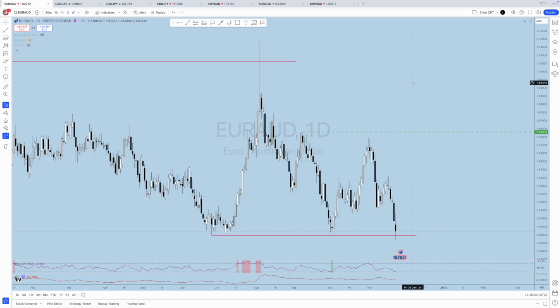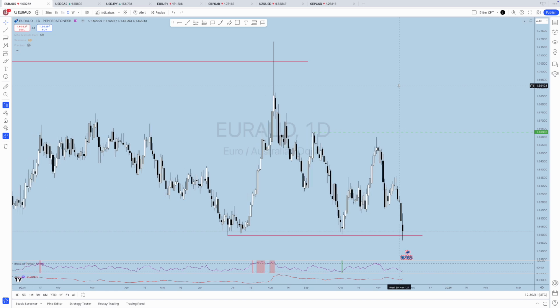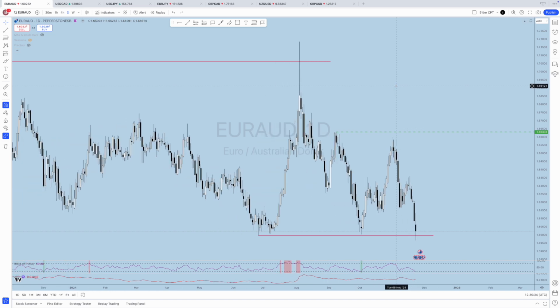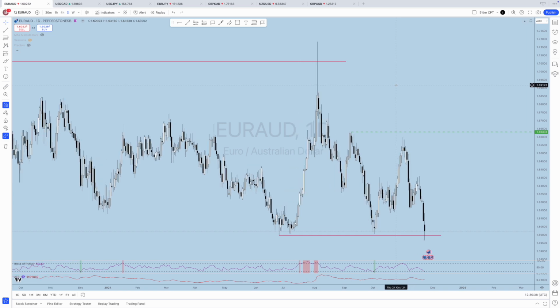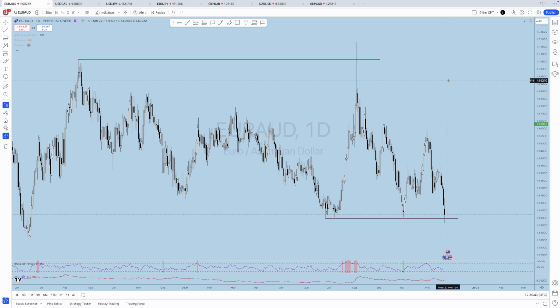The first pair on the list today is Euro Australian dollar. As usual, I'm starting my analysis from the daily charts, and my first question is, what is the price doing? If I zoom out a little bit, we can see the price has been consolidating for quite a while between this level and this lower level.